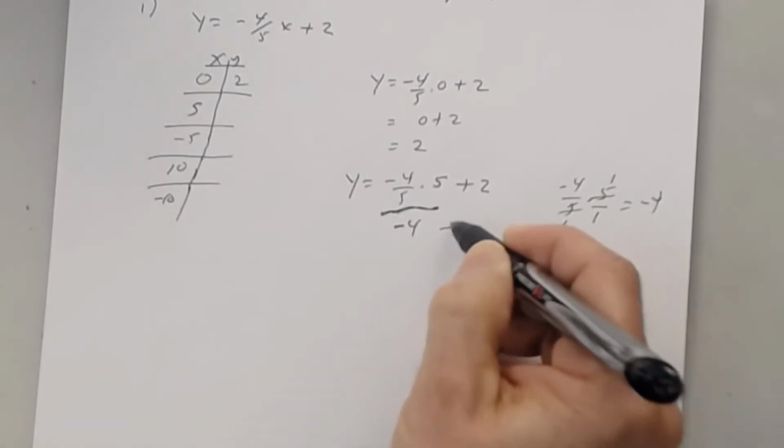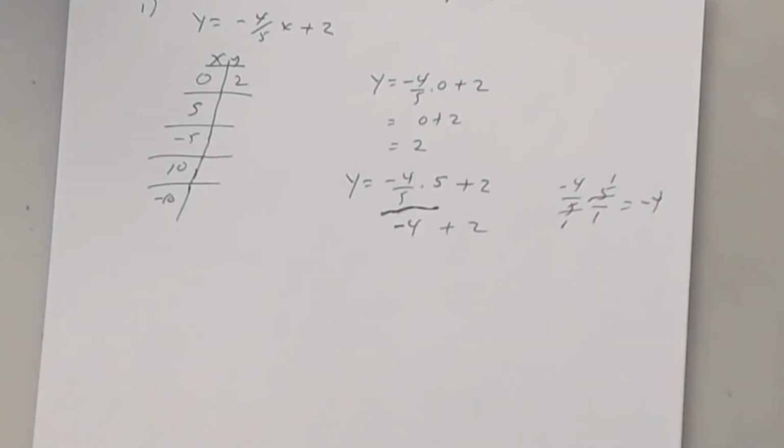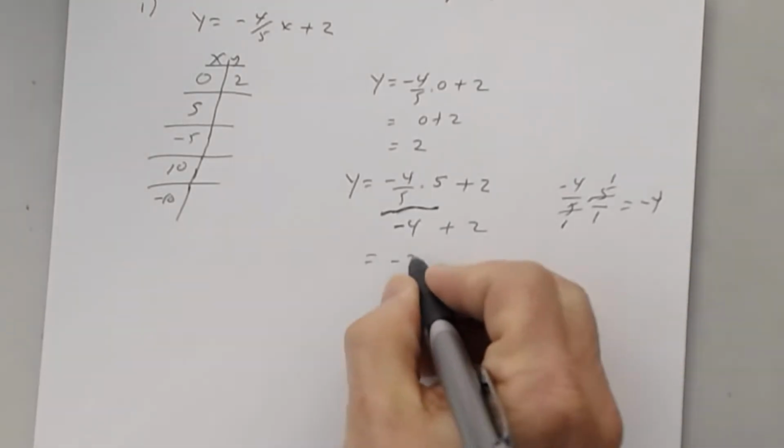Negative 4. Then I got to say plus 2. Use your calculator if you don't remember how to add signed numbers. There's a whole chapter dealing with that in several courses ago if you took that course. Use your calculator. Negative 4 plus 2 is what? Negative 2. And so this is negative 2, right?